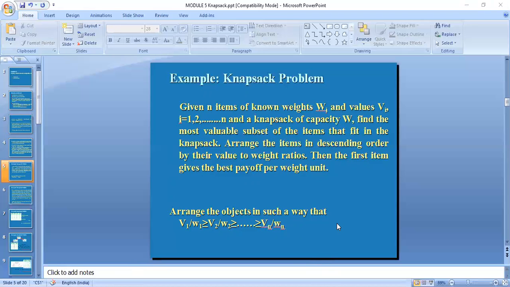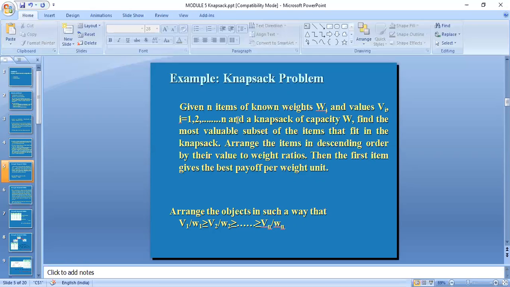For the branch and bound, you will be given a knapsack problem which says that there are n items. Each item will have its own weight as well as value, and there will be a knapsack also. The knapsack's maximum capacity will also be given. You need to find out the most valuable subset of the items which will fit into your knapsack.